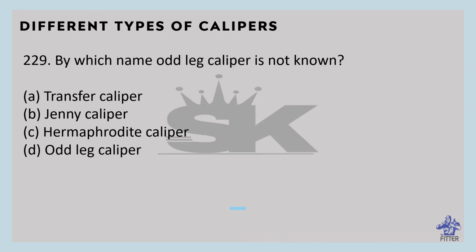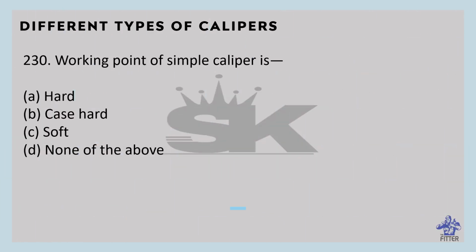By which name is odd leg caliper not known? Transfer caliper, Jenny caliper, hermaphrodite caliper, odd leg caliper. So here option A. These three are the same: Jenny caliper, hermaphrodite caliper, odd leg caliper. The working point of a simple caliper is case hardened, because it is made of mild steel, so we have to do case hardening.